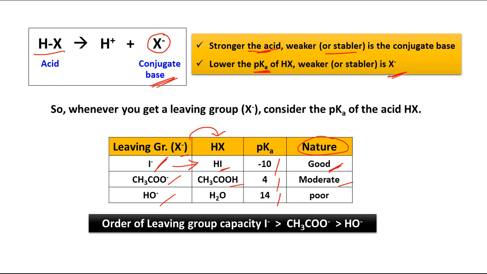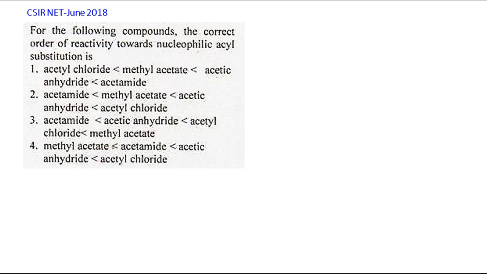Fine. Now we will solve one problem which you can consider an application of whatever we have just learned. So this is a question from CSIR-NET, and it is asking for the following compounds, the correct order of reactivity towards nucleophilic acyl substitution. So here what are the species given? The first one is acetyl chloride, CH3COCl. Then the next species given, methyl acetate. You can consider any option. There are actually total 4 species.